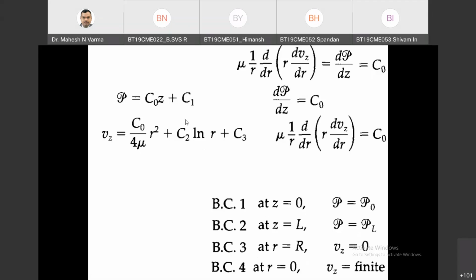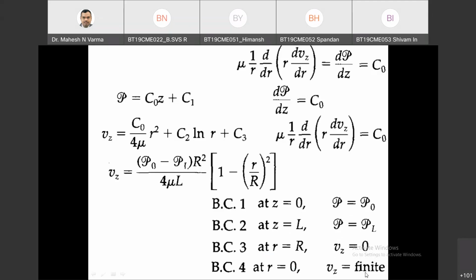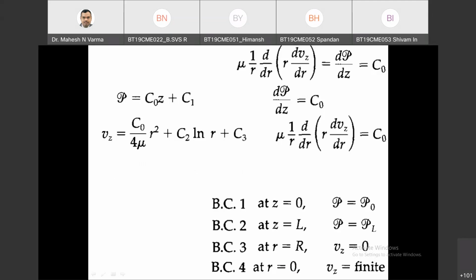Which boundary condition? At r equals 0, Vz is finite. So C2 should not be there. And C0 is equal to PL minus P0 divided by L. So I'm using this boundary condition at r equals capital R, Vz equals 0. Substituting this, I can get C3. Substitute this C3 and rearrange the equation. So you will be getting this equation.